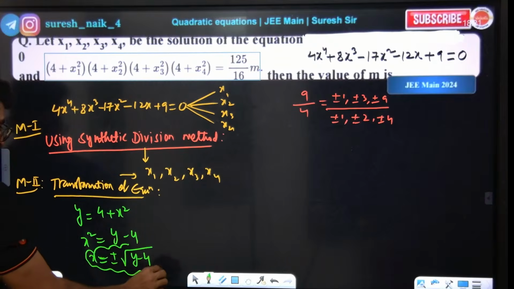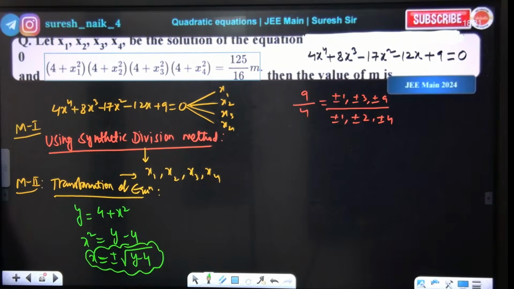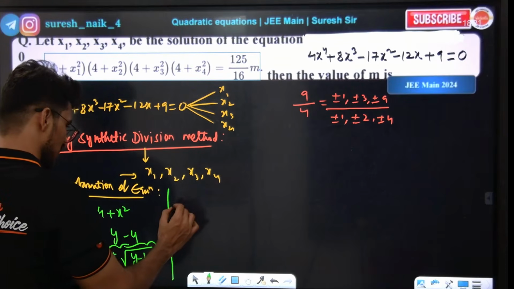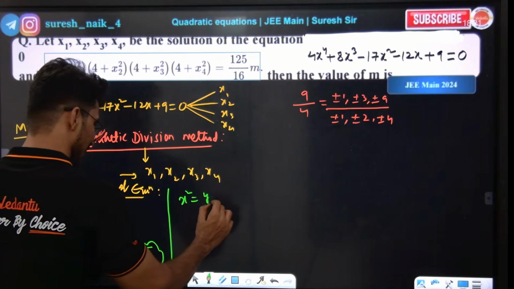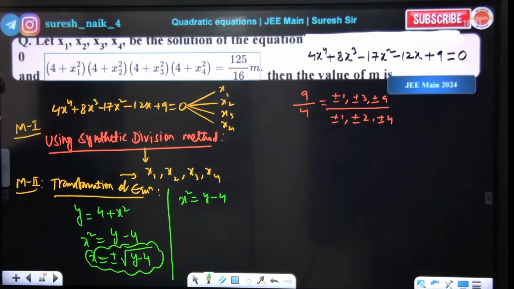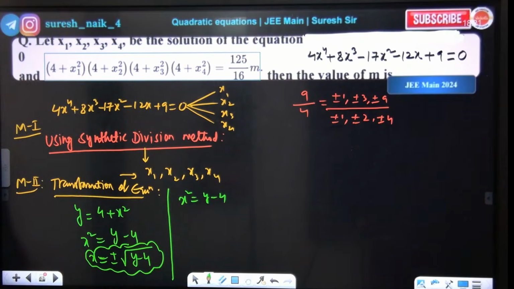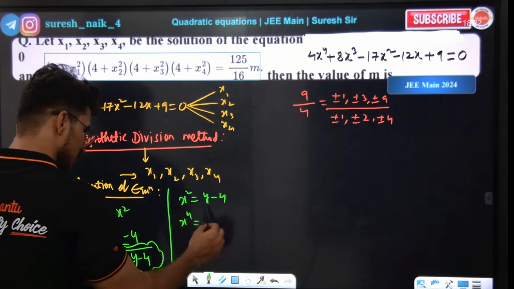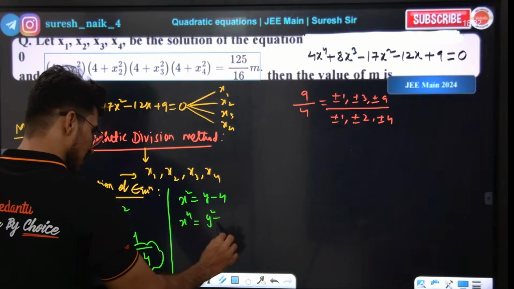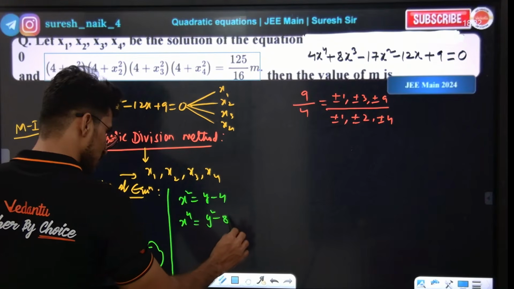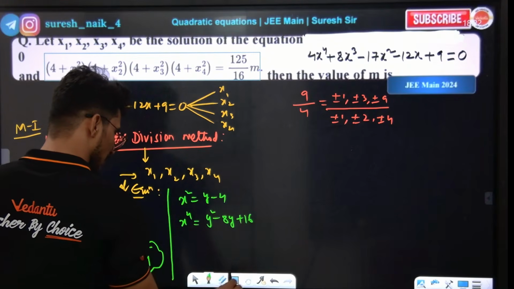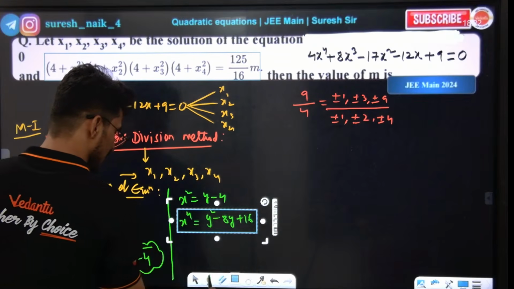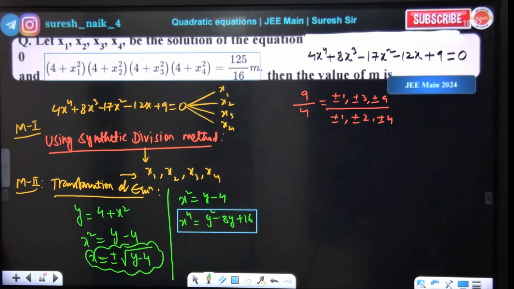Sir, should I take plus or minus here? That is the biggest challenge now. I'll do one thing: squaring on both sides. x square is equal to y minus 4. So what is x to the power of 4? Squaring on both sides, a square minus 2ab plus b square: y square minus 8y plus 16. Now we have to substitute this in place of x to the power of 4 in the equation. Okay?